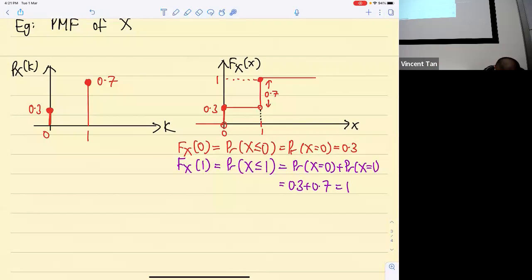Okay, what I want to say is that at this point 1, it takes on the higher value. It is not the lower value. Hence, we put the empty circle here and we put the colored circle there. Understand?